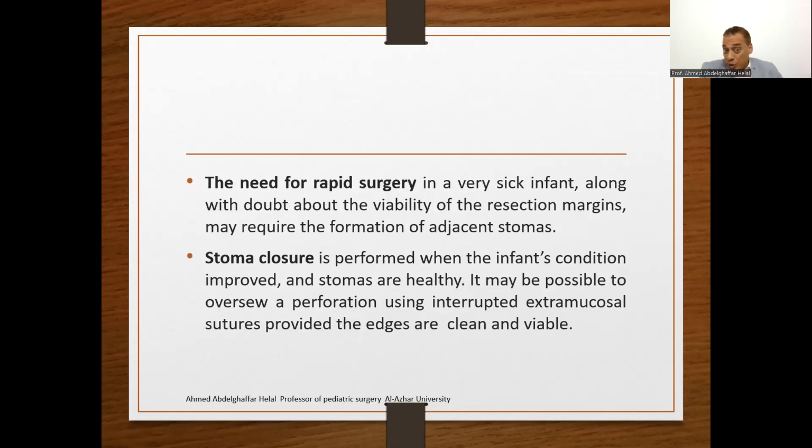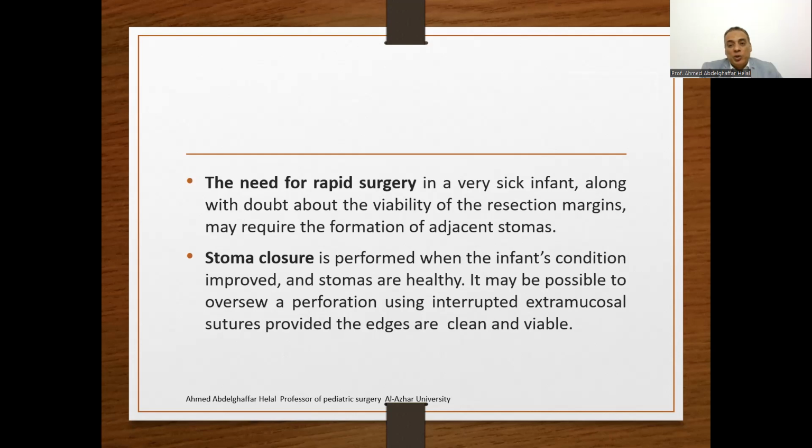The need for rapid surgery may be mandatory in a very sick infant with a doubt about the viability of the resection margin, and may require the formation of a stoma. If you doubt the viability, you need to perform surgery very rapidly. You don't have time to soak or to apply hot fomentation. You may need to perform a stoma to save the baby's life, depending on the anesthesia and other circumstances.